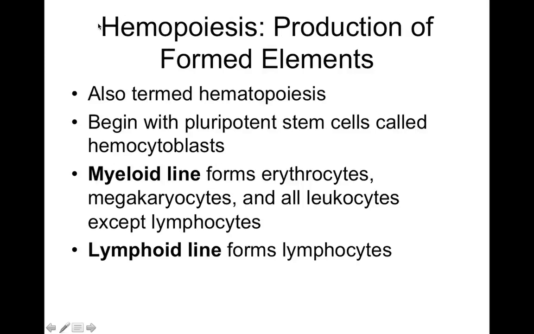Now, earlier we talked about how all of our formed elements come from red bone marrow. And do you guys remember going back to bones? What were some of the adult sources of red bone marrow? Long bones. But where in the long bones, though? In the heads. Very good. And typically the proximal epiphysis of long bones. So think of the proximal epiphysis of your femur, your humerus.